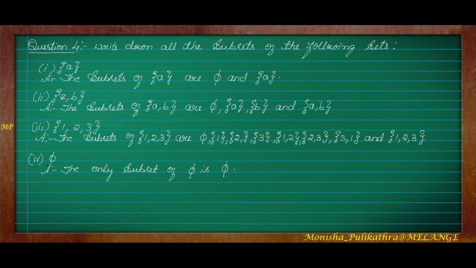Next, moving on to the second question. The second question is the set which consists of elements A and B. The subsets of the set {A, B} are the null set, set {A}, set {B}, and {A, B}. Separately, this A belongs to {A, B}, this B belongs to {A, B}, and {A, B} also belongs to {A, B} itself, and again a null set will be common for all the sets. These are the subsets of set {A, B}.